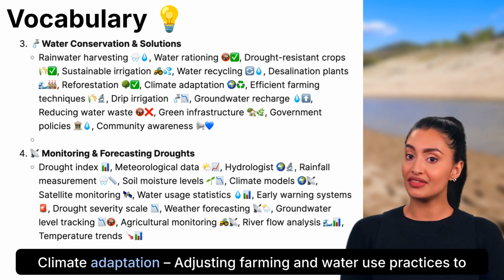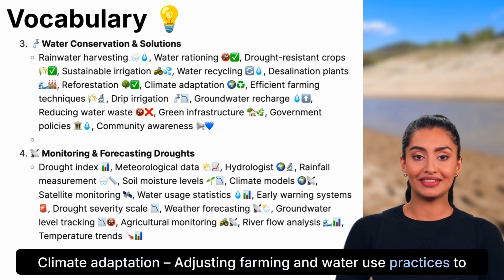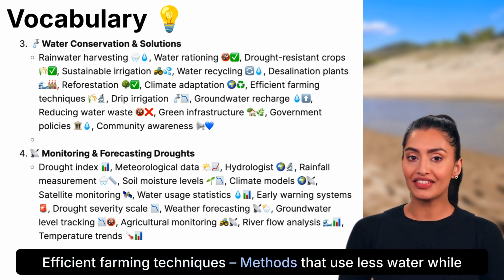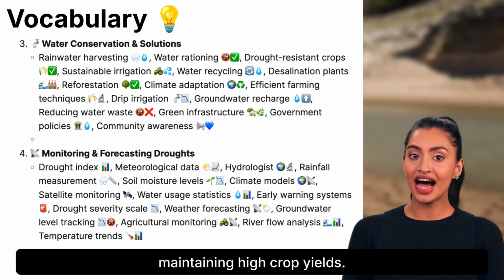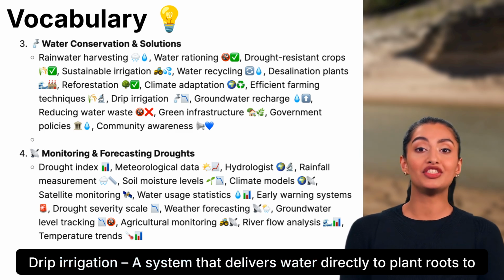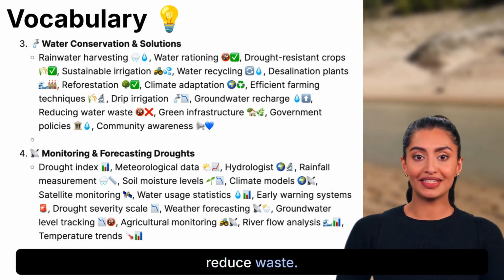Climate adaptation, adjusting farming and water use practices to prepare for climate change. Efficient farming techniques, methods that use less water while maintaining high crop yields. Drip irrigation, a system that delivers water directly to plant roots to reduce waste.